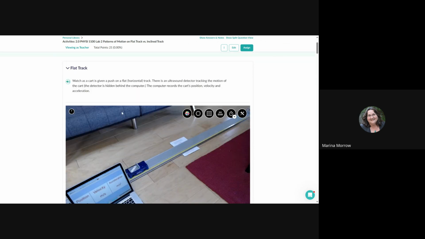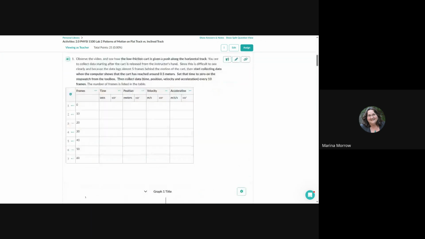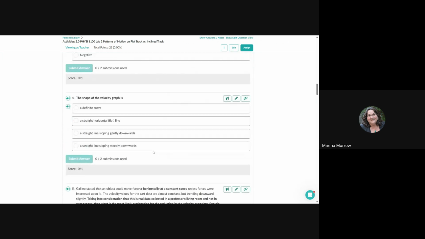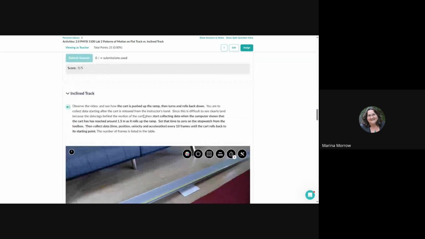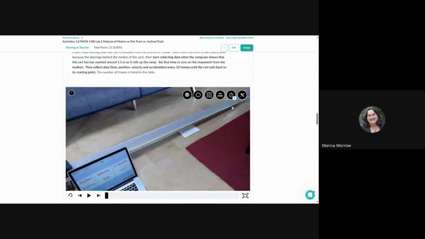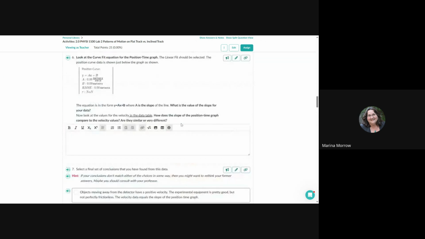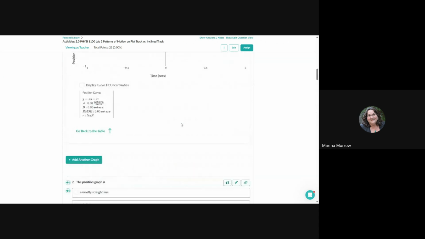Now there are two videos. One is with a flat track, so just on the floor of the apartment. The other video will be on an inclined track, so it's raised up. Okay, so let's see how you're going to collect data for this lab.